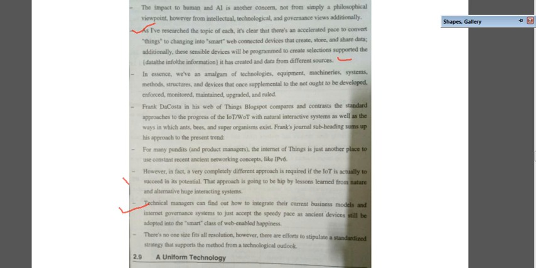And internet governance system to just accept the speedy space, as ancient devices still adopt into the smart class of web-enabled devices. तो जो उनके पुराने डिवाइसेस है, so that can be made smart devices, उनको स्मार्ट डिवाइसेस में कन्वर्ट करके, उसमें कुछ हार्डवेयर सॉफ्टवेयर पार्ट चेंज करके they can be again integrated with the new devices, and the total business model is an IoT technology or uses IoT technology. So these are the different points to consider for the web of things.